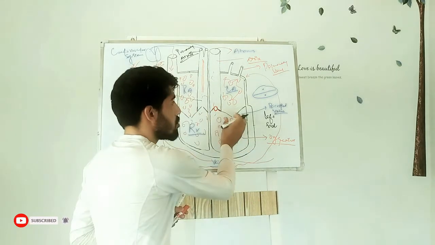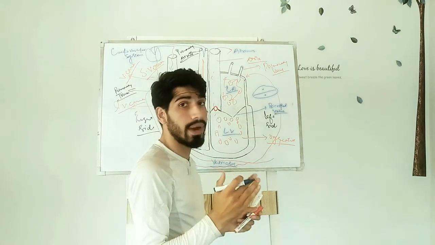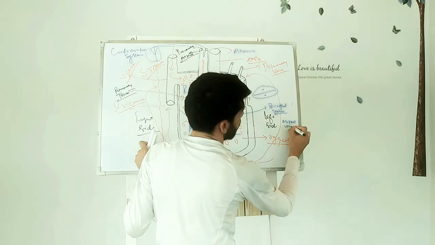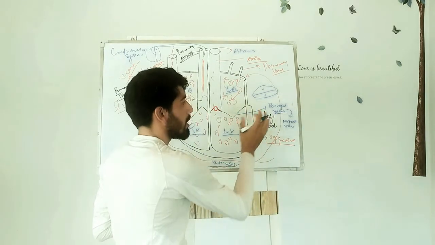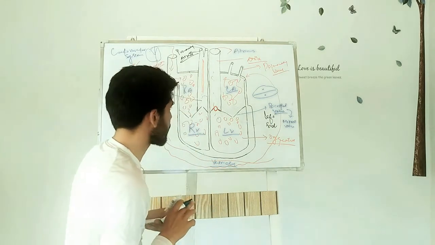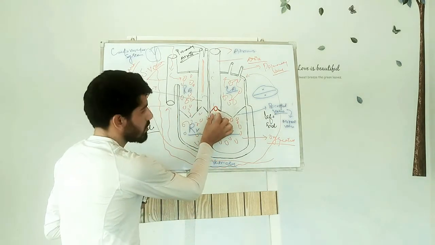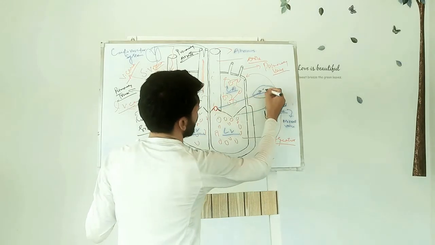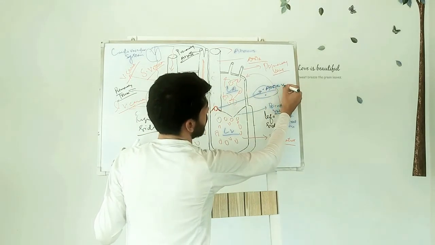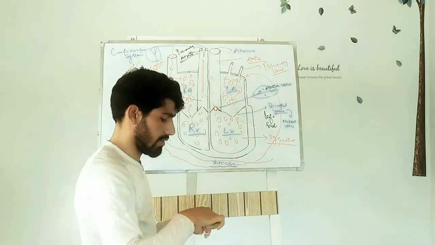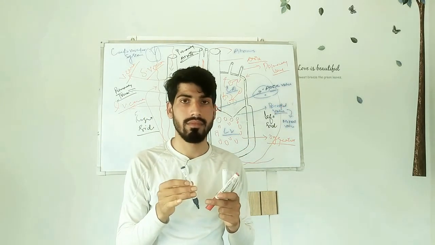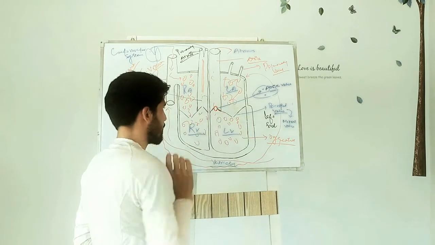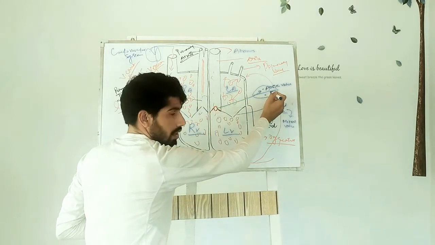Here are two cusps, that's why we call it bicuspid. But the proper name of the bicuspid valve is the mitral valve. When the left ventricle contracts, this valve will be open. This valve is called the aortic valve. It will open like this, and at that time the other valve will be closed, when the left ventricle contracts. So this valve is called the aortic valve.